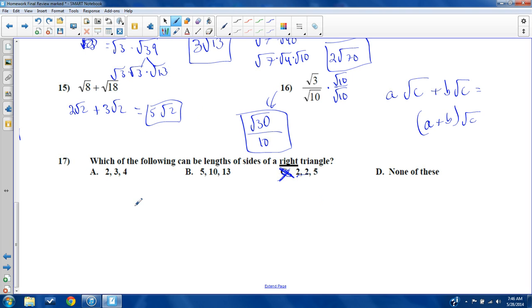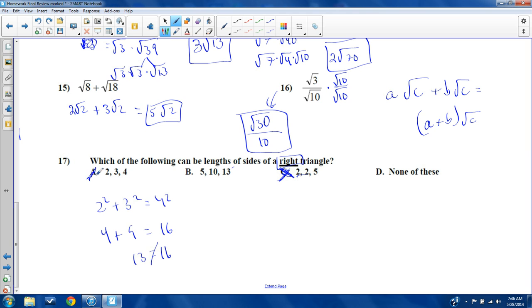The other ones we do have to use Pythagorean theorem because all of these can make triangles. That doesn't mean they will make right triangles though. So we have to use Pythagorean theorem with the two shorter sides to see if they match up. 2 squared is 4, 3 squared is 9. Does that equal 16? No, 13 does not equal 16.